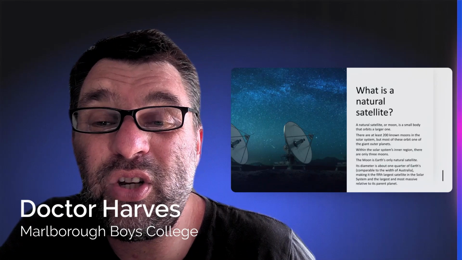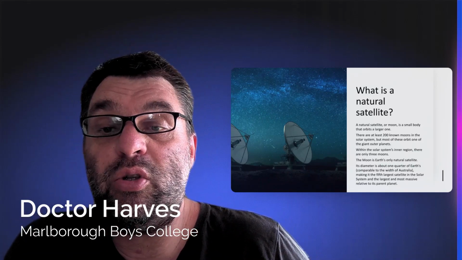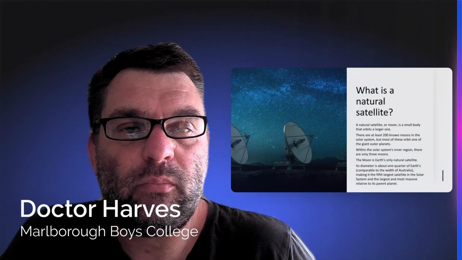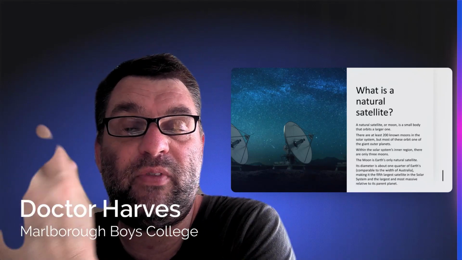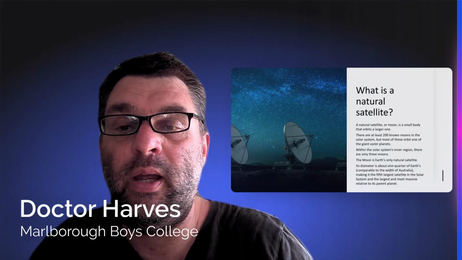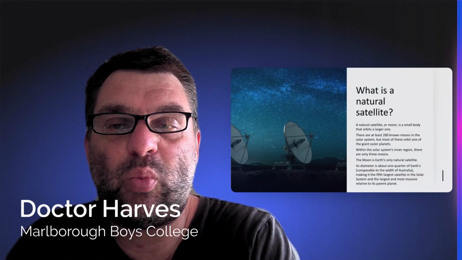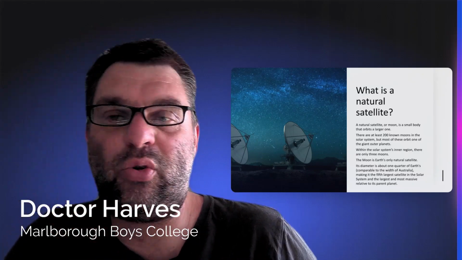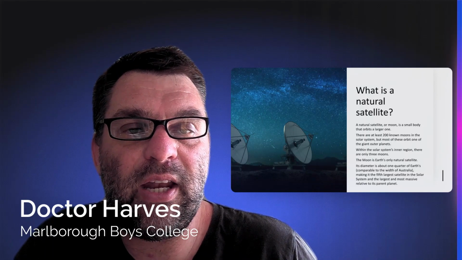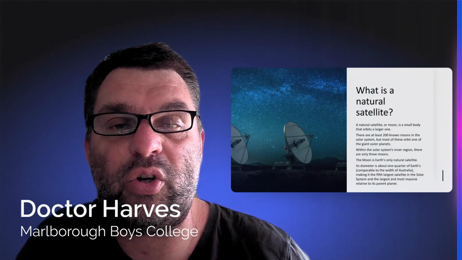There are about 200 known moons in our solar system. Most of those orbit Jupiter, whereas within our inner solar system, which is Venus, Mercury, Earth, and Mars, there are only 3. Earth has 1 and Mars has 2. The moon is the Earth's only natural satellite, and it's about a quarter of the Earth, about the width of Australia.